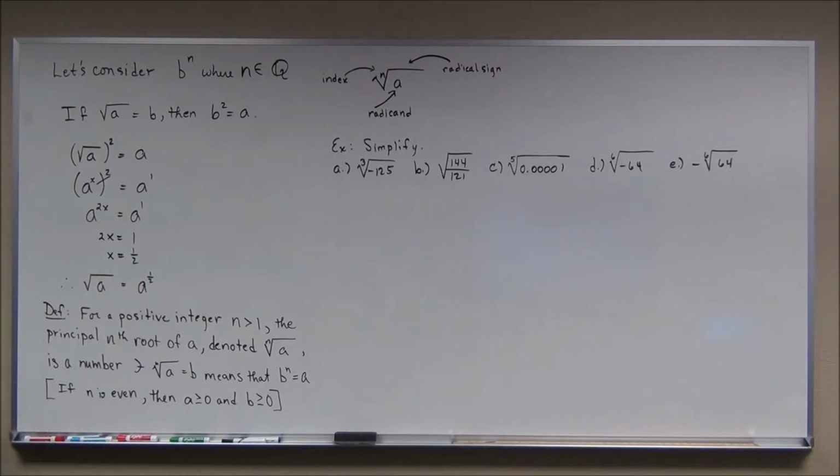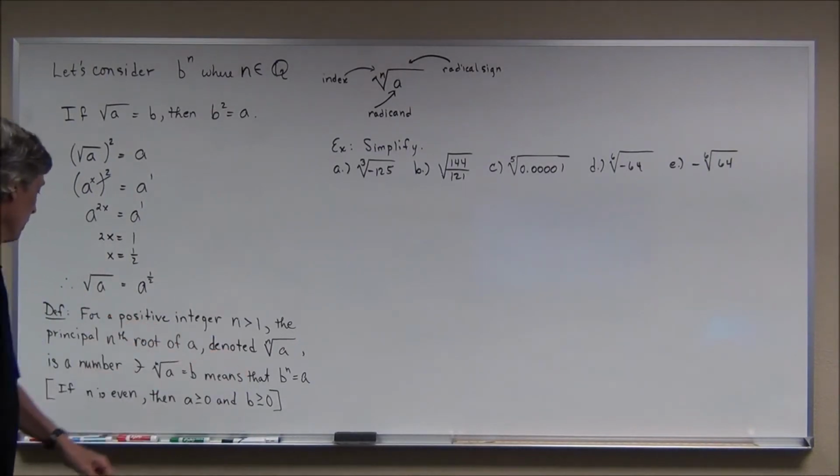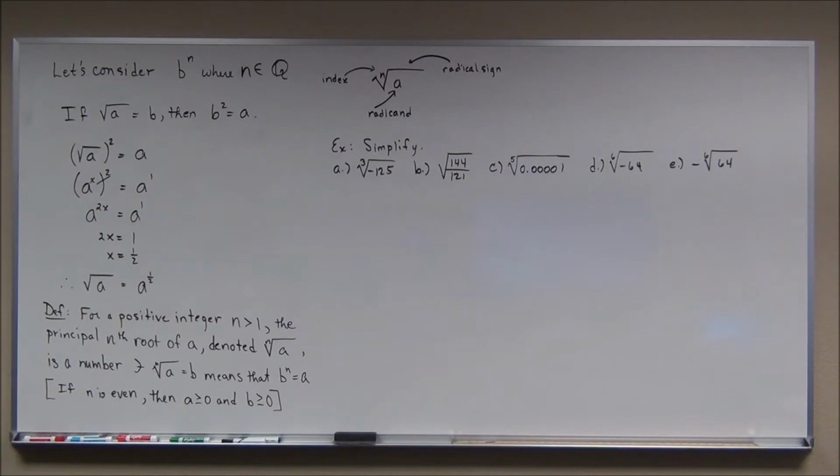You can have an exponent that is a rational number. For a positive integer n greater than 1, the principal nth root of a, denoted the nth root of a, is a number such that the nth root of a is equal to b implies that b to the n is equal to a. If n is even, then a and b are both greater than or equal to 0. And you say, well, what does this have to do with rational exponents? They're tied together, and that's coming up.